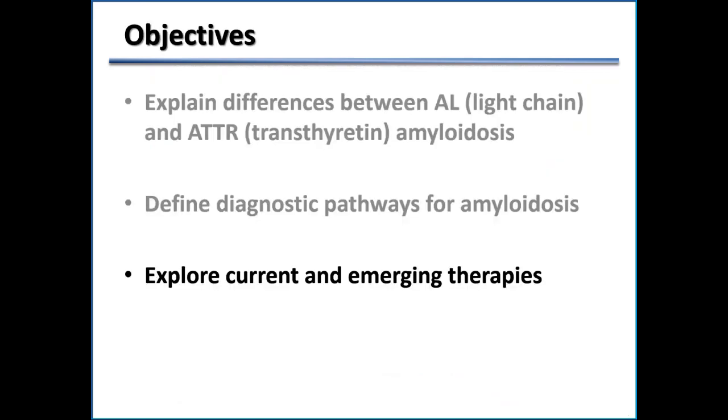So I want to move on now from diagnosis and talk about therapy for the remainder of the time. So what do we do when we see these patients in clinic? How do we treat them? I think classically we think, why do we care? We can't treat amyloid.